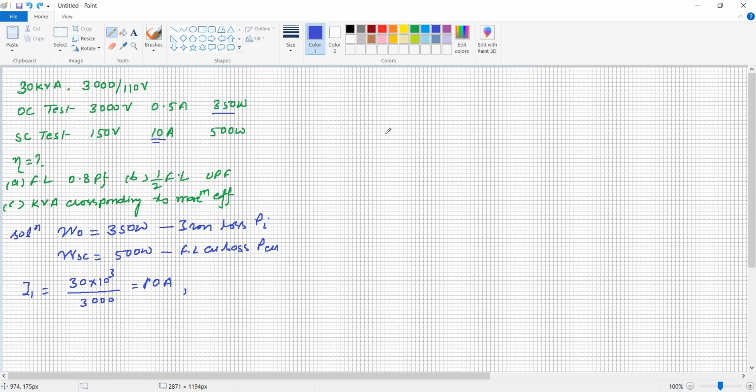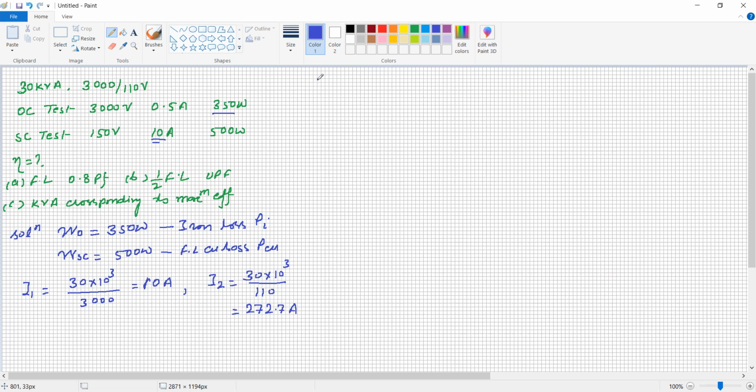Therefore, it is necessary to calculate the full load primary winding current and secondary winding current. I2 is equal to 30 into 10 raised to 3 divided by 110, and the full load current is 272.7 ampere.